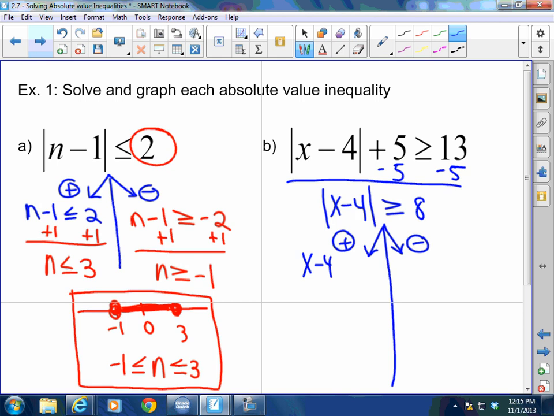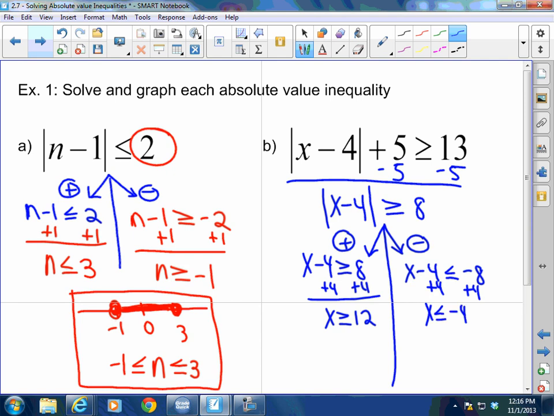So I got x minus 4 is greater than or equal to 8. And x minus 4 is less than or equal to negative 8. Whoa, whoa, whoa, why? Because I multiplied the non-absolute value side by a negative 1. So now I add 4 to both sides here. X is greater than or equal to 12. I add 4 to both sides here. X is less than or equal to negative 4.